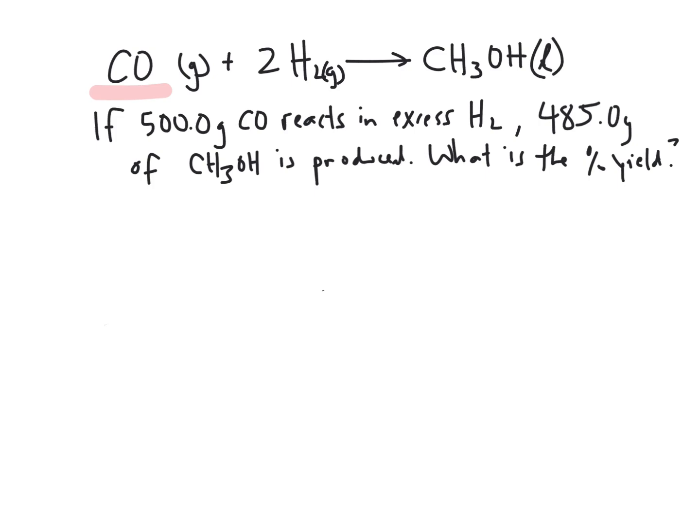So if 500 grams of carbon monoxide reacts in excess hydrogen, 485 grams of CH3OH, methanol, is produced. What is the percentage yield? So if we're going to figure out the percentage yield, let's work backwards and see what we have to do to process this, all right? So this is the question.